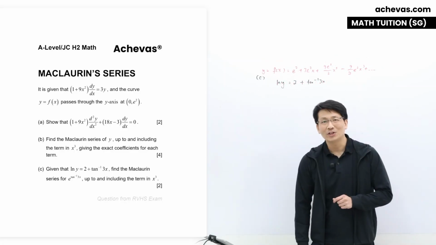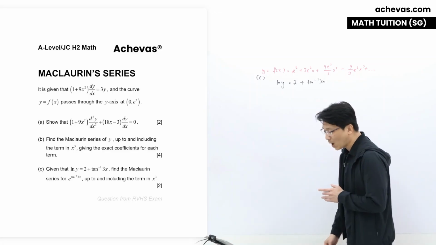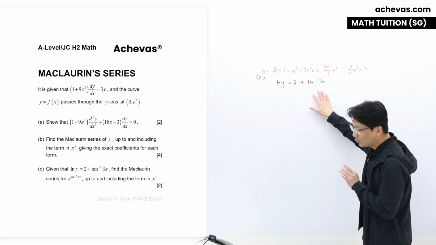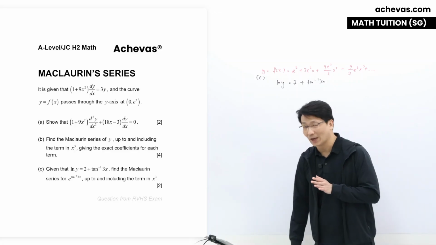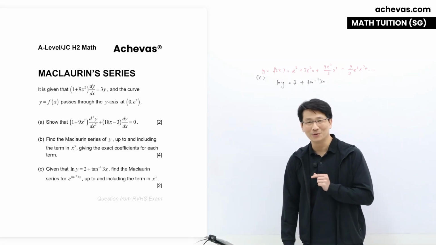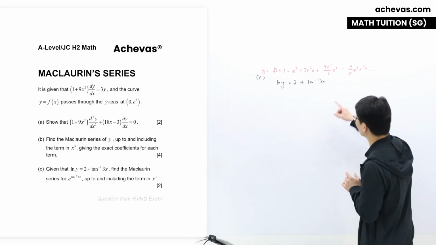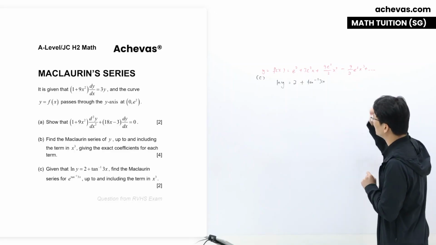Now let's try to finish up the rest of this question. For part C, we are given that ln y equals 2 plus tan inverse 3x. And we are supposed to find a Maclaurin series of e to the power of tan inverse 3x. I suppose we will probably be using the answer for my part B. So I've written down the answer for my previous part here already. So we're probably going to use it later.